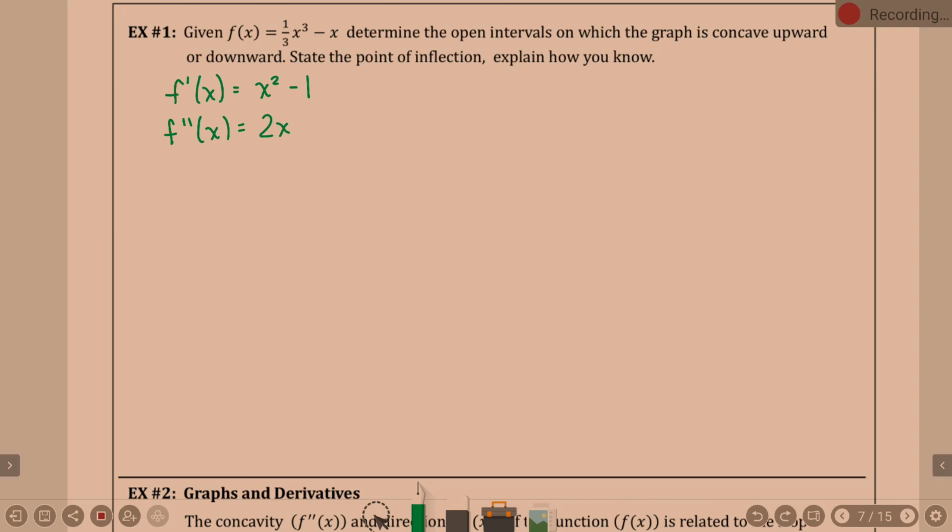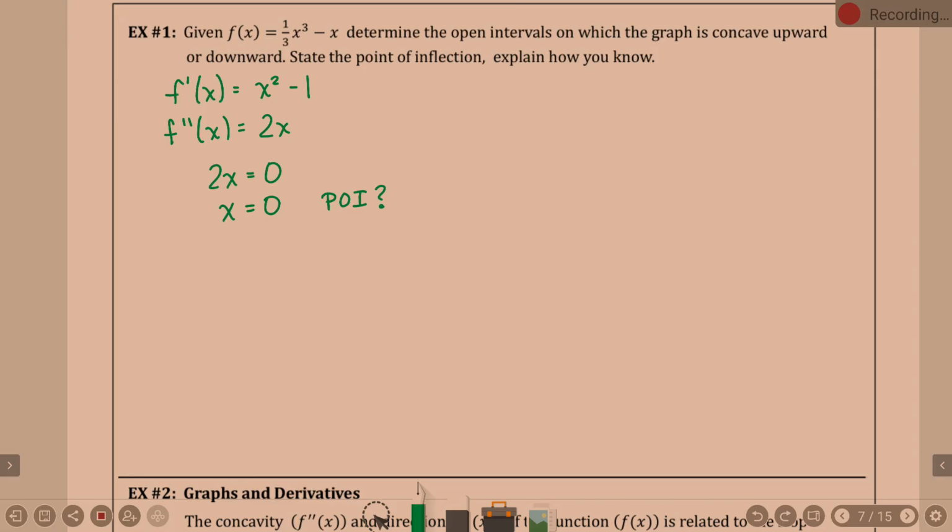So, at this point, in order to find critical values, we're going to set our second derivative equal to 0, similar to what we did with critical values for the first derivative. So if you set 2x equal to 0, x equals 0, so that is a critical value of the second derivative, and it is not guaranteed, but it is very possible a point of inflection.